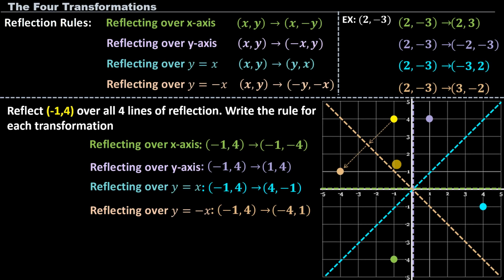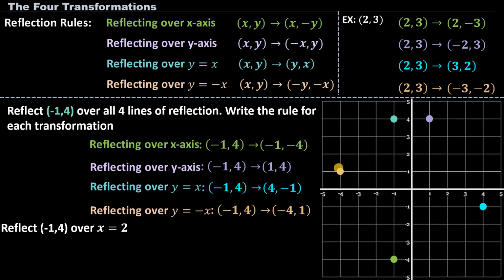So those are the 4 types of reflection rules that we can see and just be able to apply the rules to them, but there are other types of reflections out there. So what if we're told to reflect this point, (-1, 4), over x equals 2? Whenever you're told that you're reflecting over a line and it's x equals a number or y equals a number, you need to go to that number and then draw a line through it. So x equals 2 means that we go over to where x equals 2 is at, this line here, and we draw a line through it.